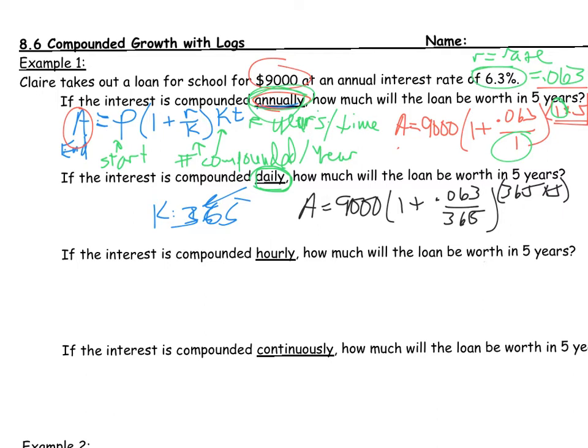Now what I would do with that is take 365 times 5. And this right here is actually 1,825. That's how many times it's going to be compounded in 5 years. So what you should type into your calculator for this one, I want you guys to try this again because that's the biggest part, plugging things into your calculator correctly. 9,000, it'd be 1 plus 0.063 divided by 365. Okay, use your caret key, 1825.